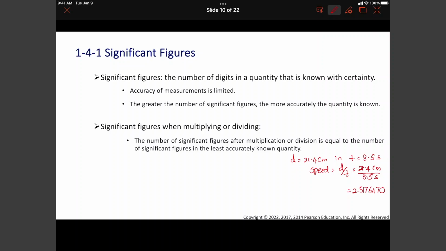Therefore, according to the rule, the final answer should have the least number of significant figures. That means 2, because T has only 2 significant figures, whereas the distance has 3. So the least number is 2. Because of that, the answer should have only 2 significant figures. So this is not correct. The answer should be 2.5 centimeters per second. Right?